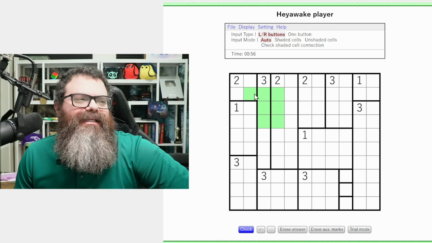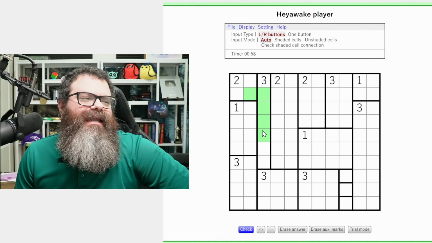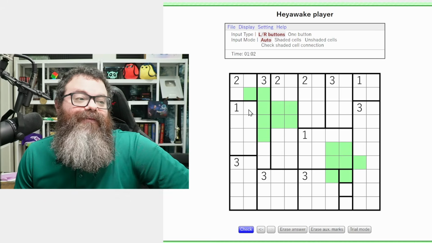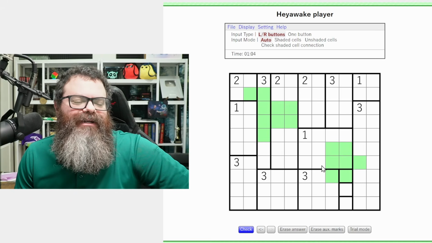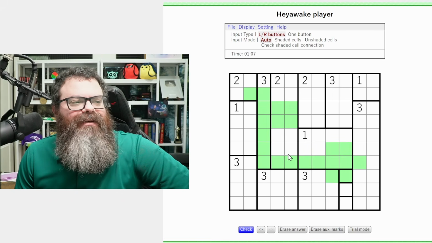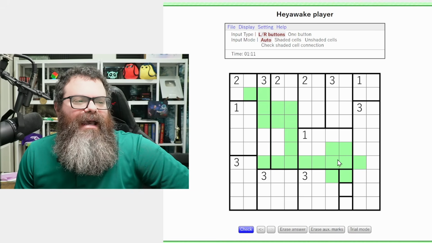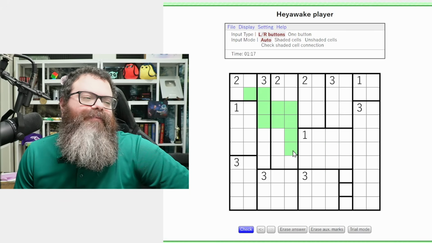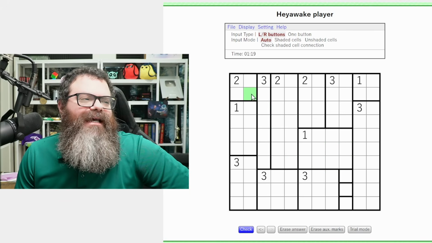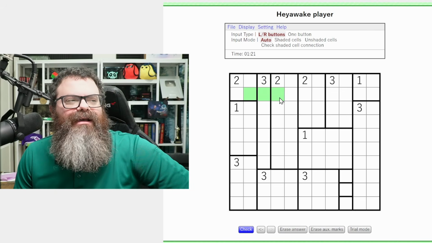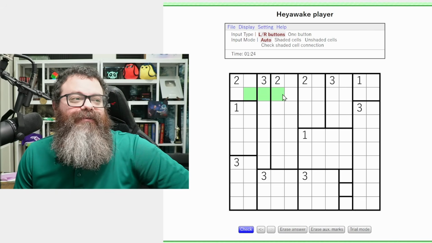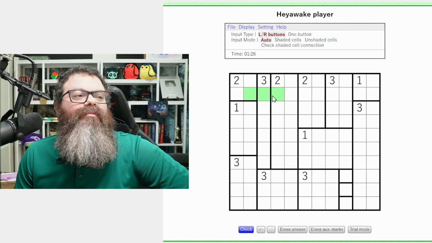And unshaded cells, first of all, have to be fully connected by edges. So I can't have a blob over here and a blob over here and have them not connect in some way via the edges. So we could do like that, for example, or that, whatever. Diagonal doesn't connect them, right? Only sharing the edges. In addition to that, a horizontal run or vertical run of unshaded cells can't go through 2 borders or more.